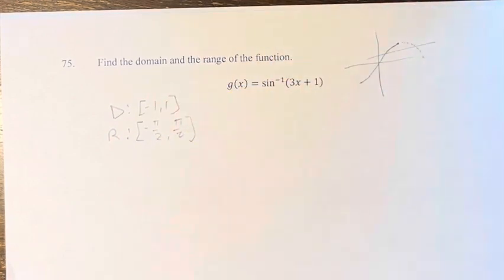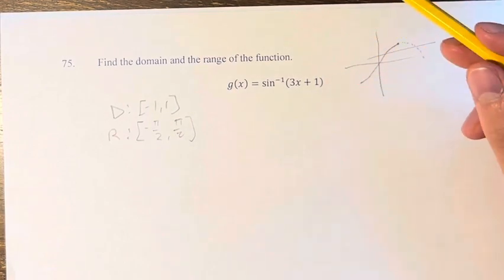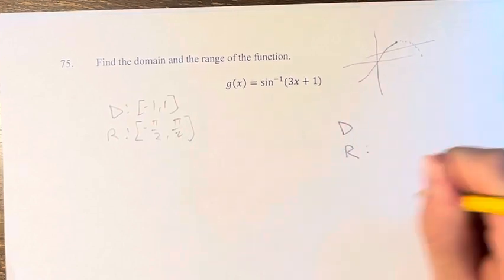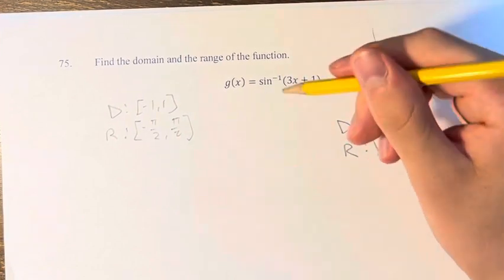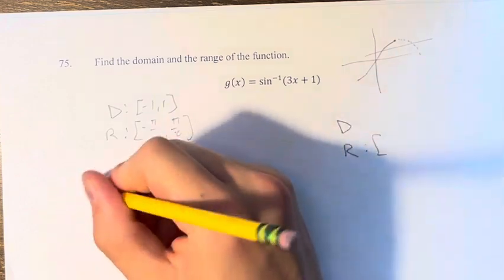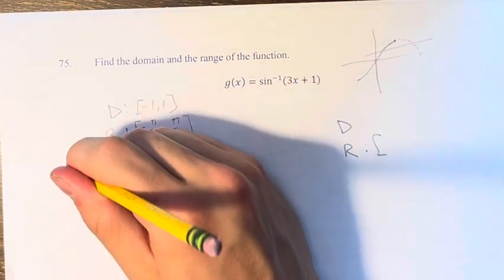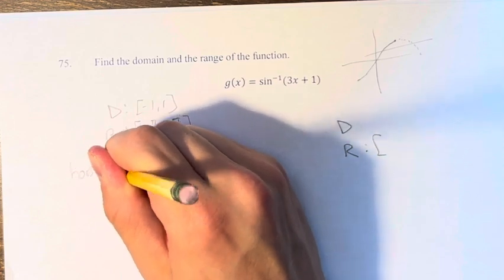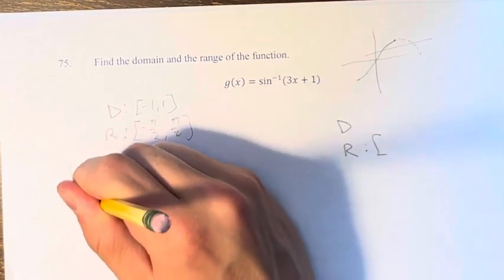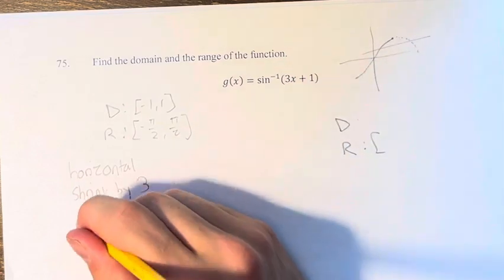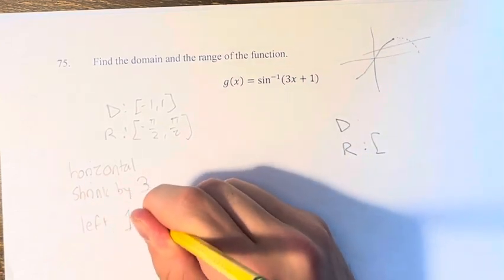We have to apply transformations to it to find the new domain and range. So the first thing to note, I'll write the final domain and range right here. We have two transformations here. We have a horizontal shrinking by a factor of 3. And then we move it to the left 1 unit.